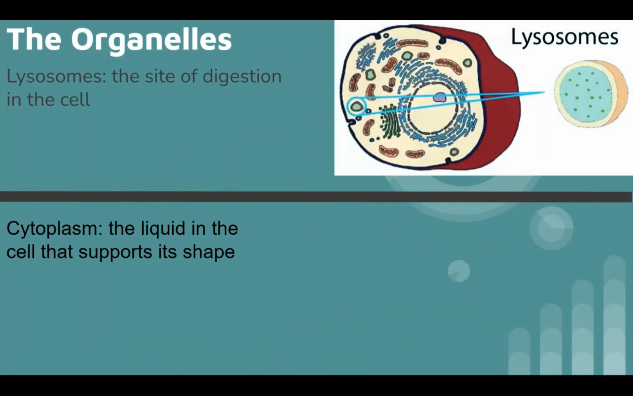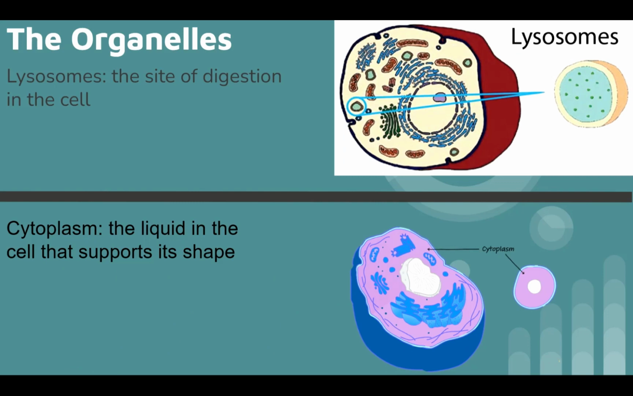Next, lysosomes, which are only found in animal cells, are the site of digestion within the cell. And in the diagram, they're normally seen as small circles with dots inside them sometimes. Now for the cytoplasm, it is the liquid in the cell that supports its shape.